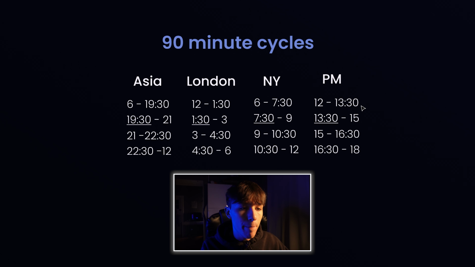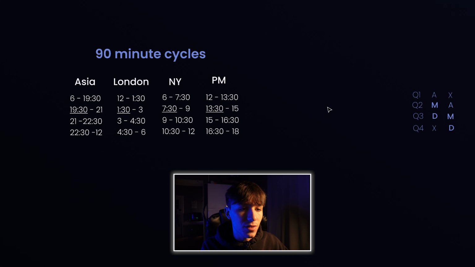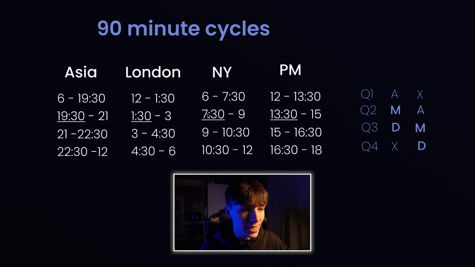So each quarter basically has an A, M, D, or X, like it's written right here. So let's take New York for this example. The first quarter, the first 90 minutes of New York, is from 6 to 7:30. That's Q1 right here. So if the price action during this time is accumulating, then you can expect the next 90 minutes, from 7:30 to 9, to be manipulation. Then Q3 would be the distribution, and then Q4 would be the trend reversal or continuation.